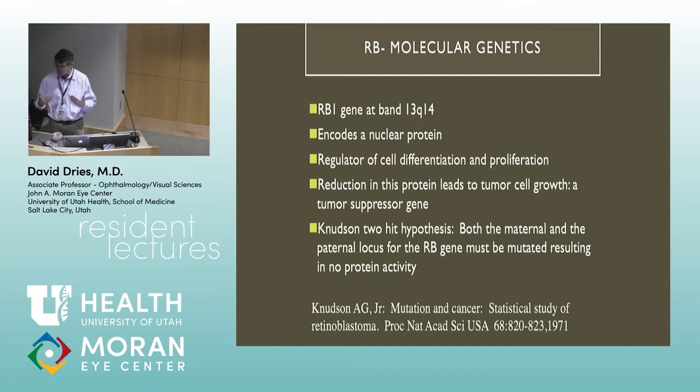And the empiric risk is about, do you guys know it? Do you want me to say it? One. Yeah, like one to 2%. Okay, so it's really low. So why so damn low when the risk is inherited in an autosomal dominant fashion? Well, I'm gonna tell you, okay.